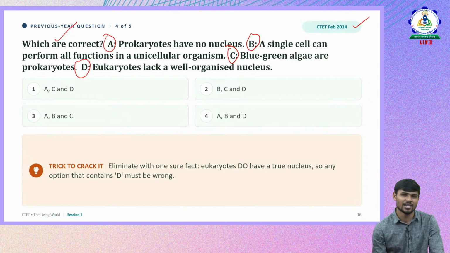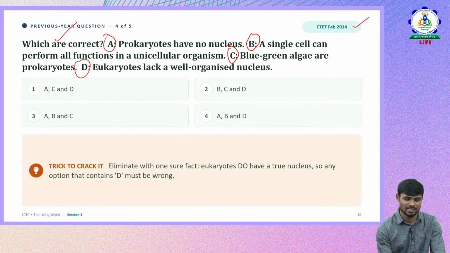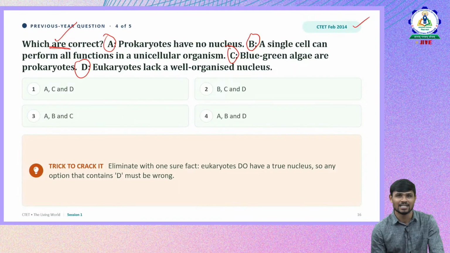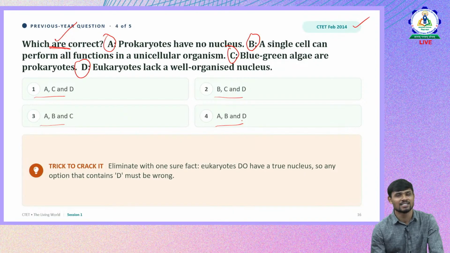Even if the question is like which among the following is true, or which among the following is the function of a cell organelle, or function of a nucleus, or a chromosome, then it is only one. But here they are asking which are. That means there are multiple right answers among the 4. So let us see the options and identify which are the right options here.